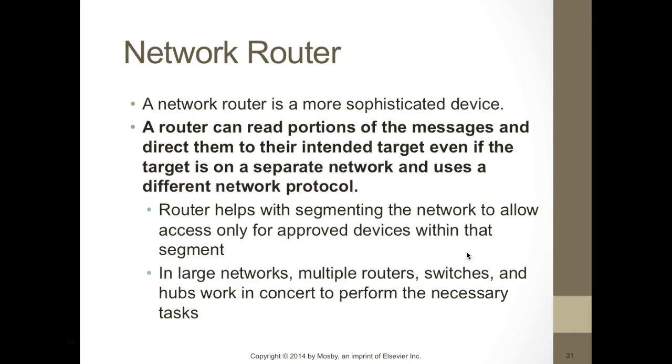So a router. It's a little more sophisticated. It can read portions of a message and direct them to their intended target, even if the target is on a separate network and uses a different network protocol. So the router helps with segmenting the network to allow access for only approved devices within that segment. In a large network, multiple routers, switches, and hubs work in concert to perform the necessary tasks.